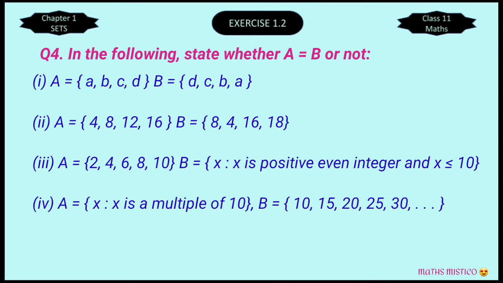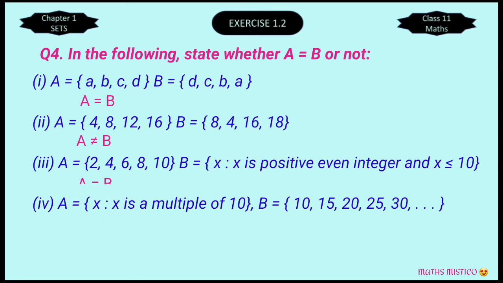Moving on, in the fourth question, we have to identify equal sets. We need to consider the roster forms of the sets in order to compare them. So please try these. As you may have noticed, the first ones are equal sets. In the second part, one of the elements is different, so we write A not equal to B. In the third part, B is the set of all possible even integers less than or equal to 10, so B is equal to {2, 4, 6, 8, 10}, and hence A is equal to B.